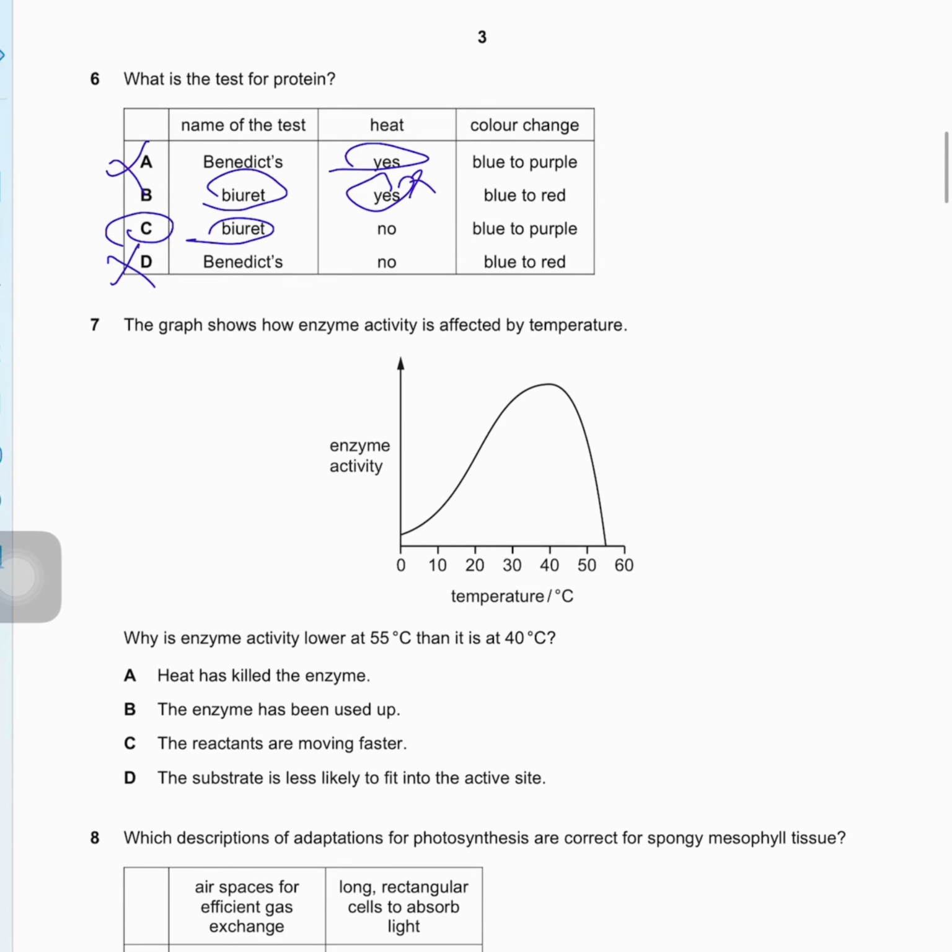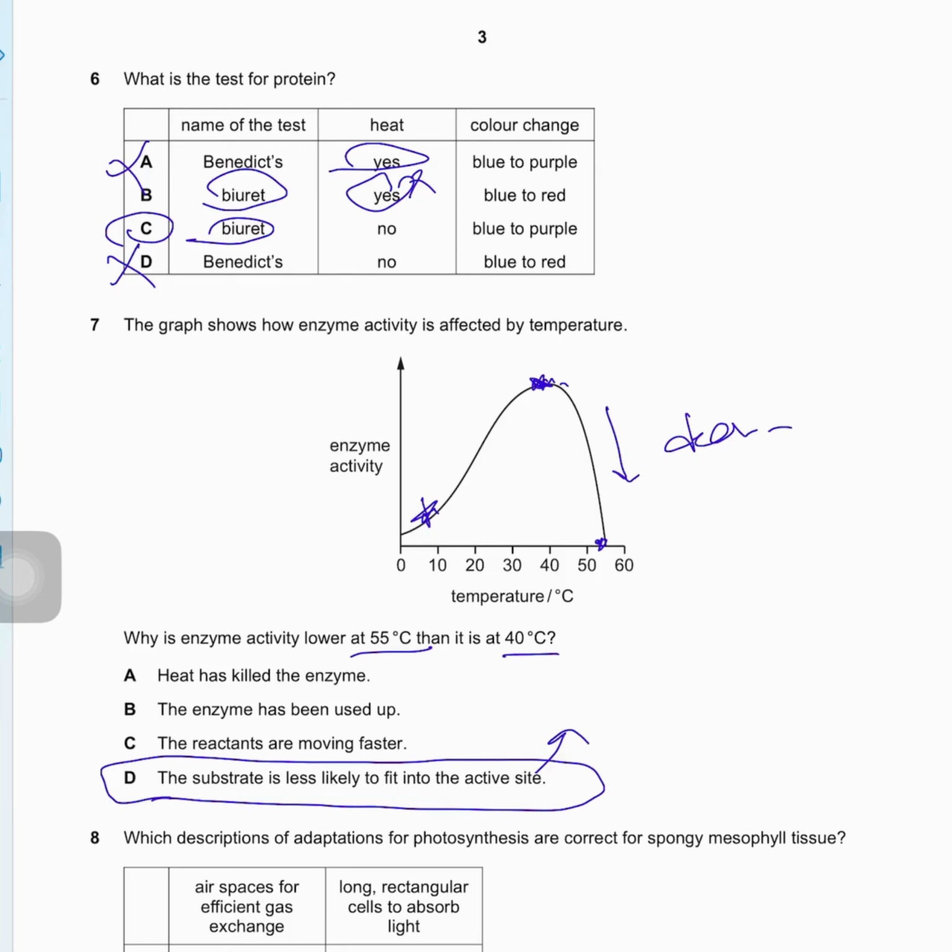Next, the graph shows how enzyme activity is affected by temperature. So this is the optimum temperature. Here the enzyme is inactive or has low activity. Here the enzyme is denatured. Here enzyme activity is decreasing. Why is enzyme activity lower at 55 Celsius than at 40 Celsius? Because the enzymes are denatured. And the second answer is that the substrate is less likely to fit into the active site, because the enzyme is denatured. So when the enzyme denatures, what happens to the active site?